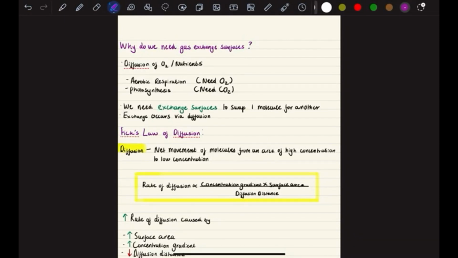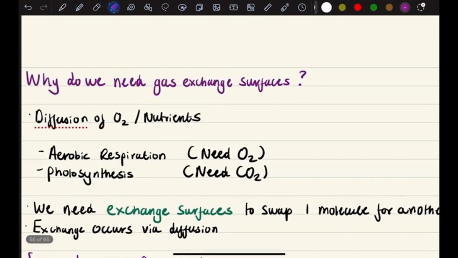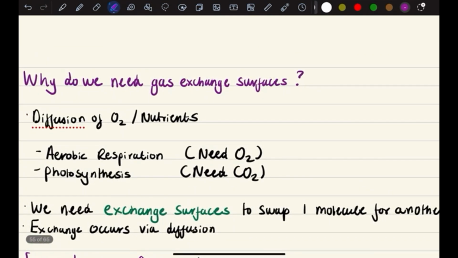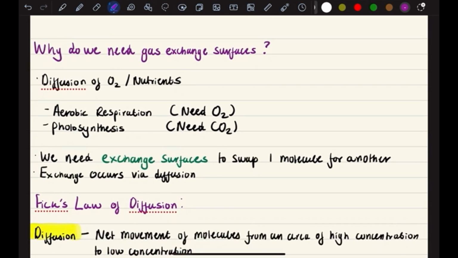Okay, I believe we maybe touched on it in the last part, but why do we actually need gas exchange surfaces? Most of it is about needing oxygen and nutrients. For aerobic respiration, you need oxygen. For photosynthesis, we need carbon dioxide. These are gases, but you need them to facilitate processes that your organism needs to survive. So at an exchange surface, we swap one molecule for another, and the exchange will occur via diffusion. Again, we're going to get more into that later.